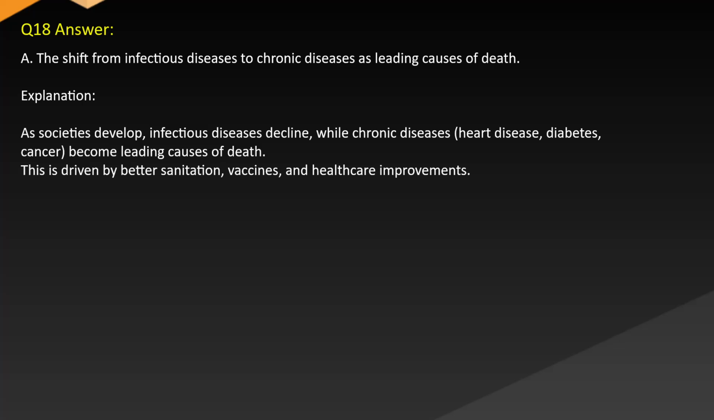Answer A. The shift from infectious diseases to chronic diseases as leading causes of death. Explanation. As societies develop, infectious diseases decline, while chronic diseases, heart disease, diabetes, cancer, become leading causes of death. This is driven by better sanitation, vaccines, and healthcare improvements.